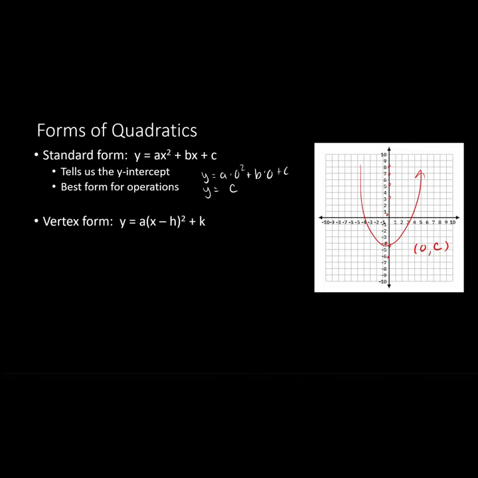Second form that we usually cover is something called vertex form, and that is y equals a times x minus h all squared plus k. That form tells us the transformations and the vertex.